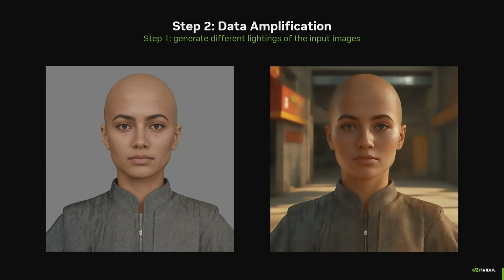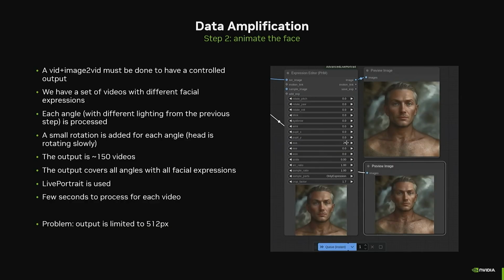All right, the next step after that is to animate the face. Like I said, we need different facial expressions here, so we use a model called Live Portrait. What we do here is input an image, and we have some driving videos that have facial expressions. The output is a video with the same facial expression as the driving video, applied to the input image. The end result is around 150 videos of 9-10 seconds.